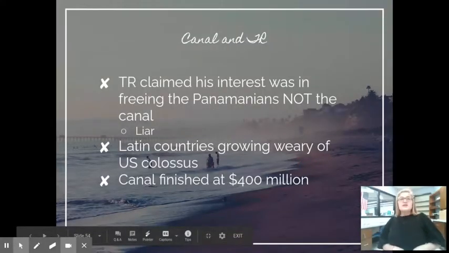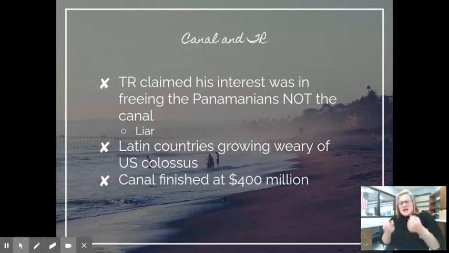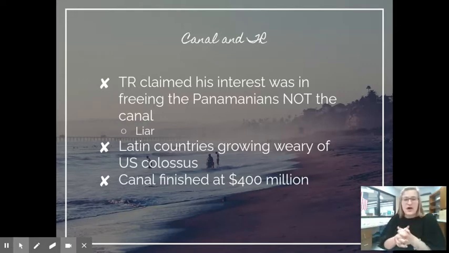So Teddy Roosevelt this whole time is saying, we're helping the Panamanians because it's good for them, okay? We need them to be free from the oppressive Colombians. That's not the case. Everybody knows he's a liar. He wants to build the Panama Canal. Everybody knows it, okay? And these Latin American countries are so tired of America getting involved. It's not just the countries that I've talked about. Those are the highlights.